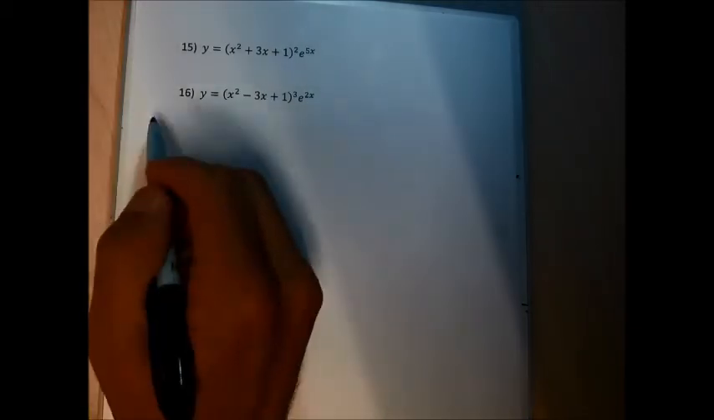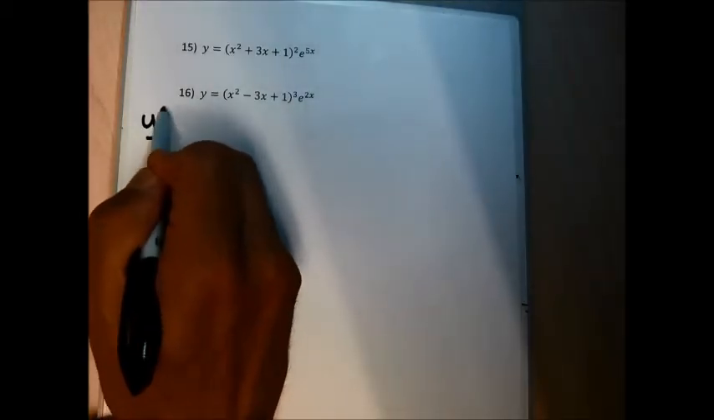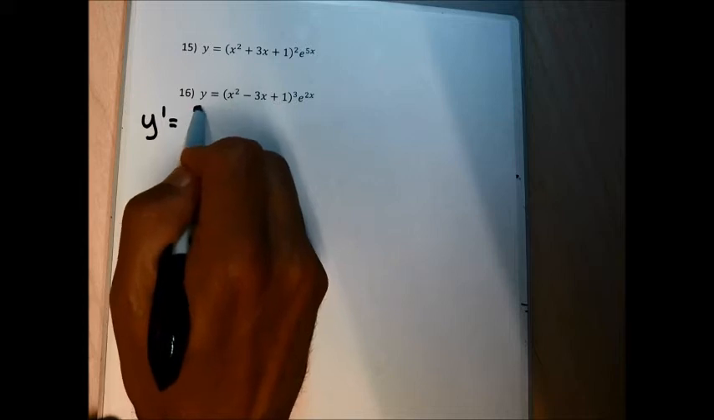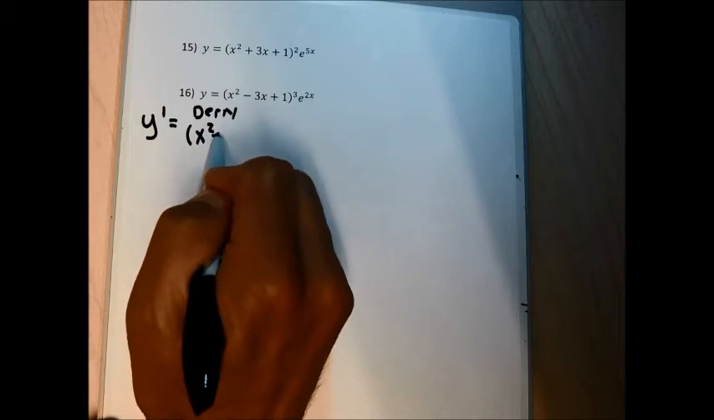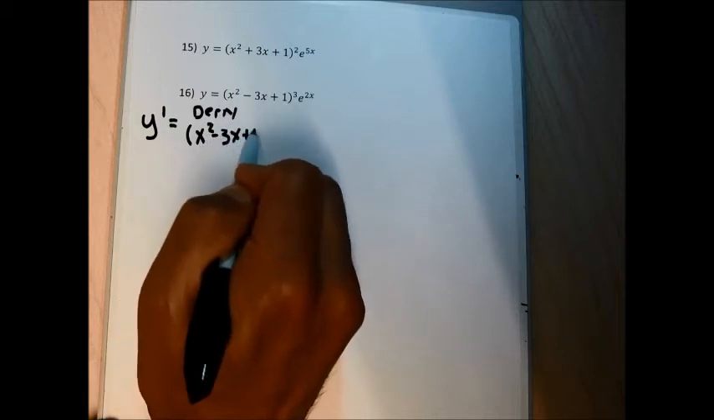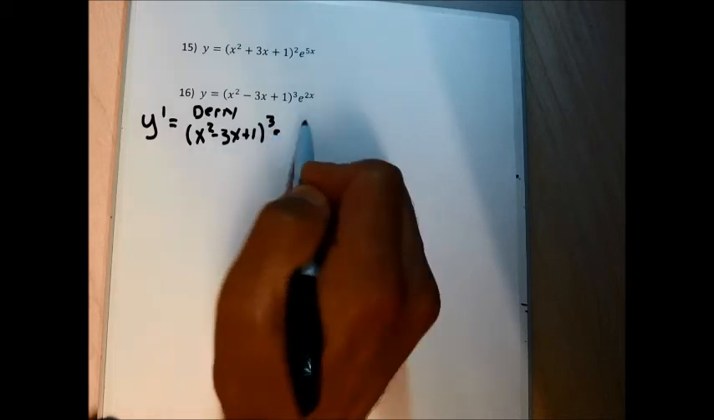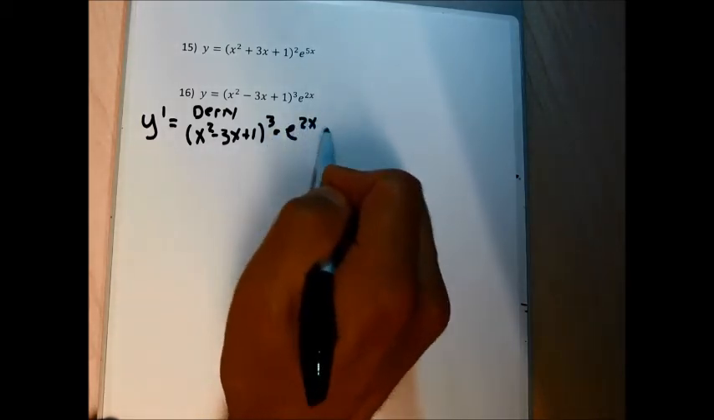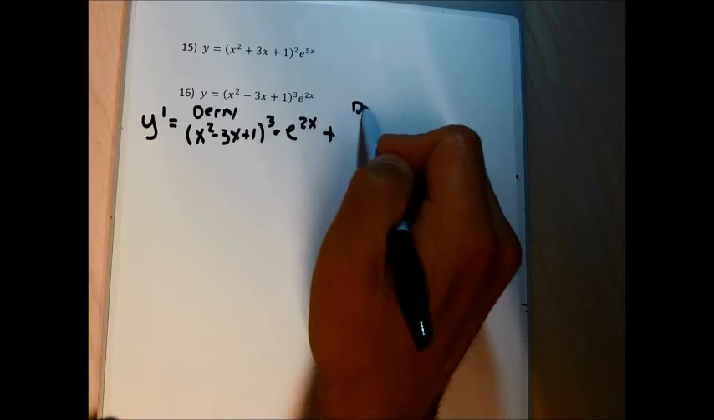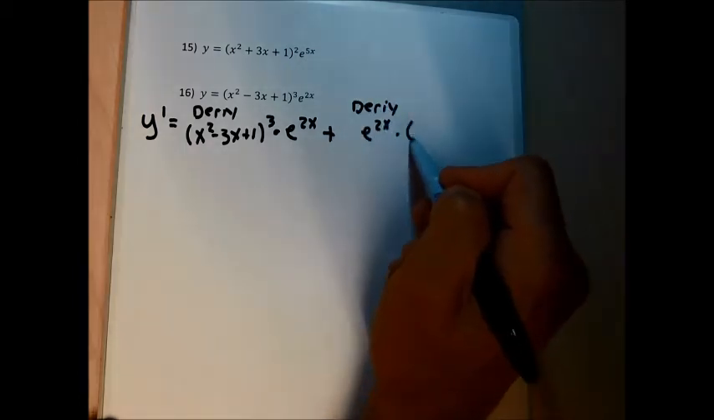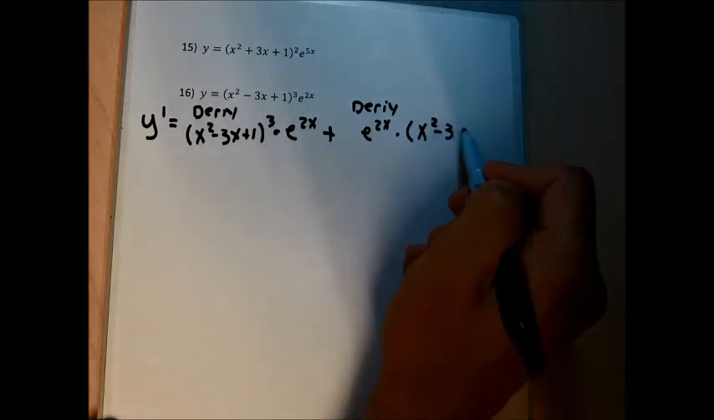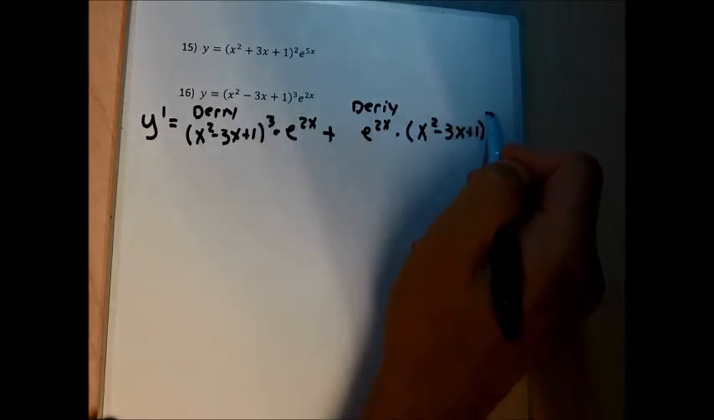Number 16 is also a messy problem. It's just like 14, but it looks a little bit longer. So I'm going to leave myself some room here. So y prime is going to be first the derivative of x squared minus 3x plus 1 cubed times e to the 2x plus the derivative of e to the 2x times x squared minus 3x plus 1 cubed.